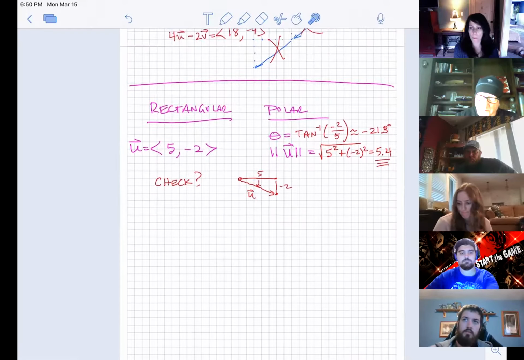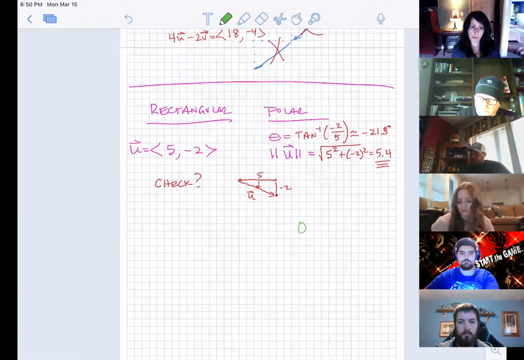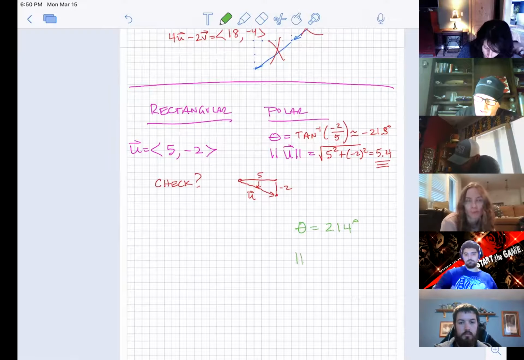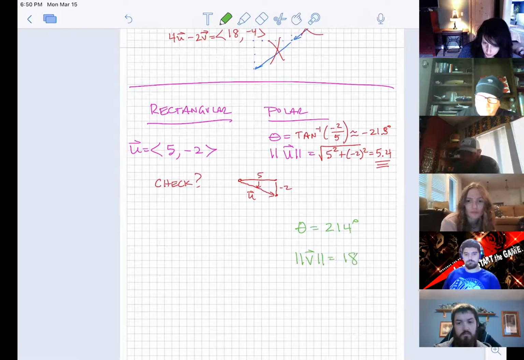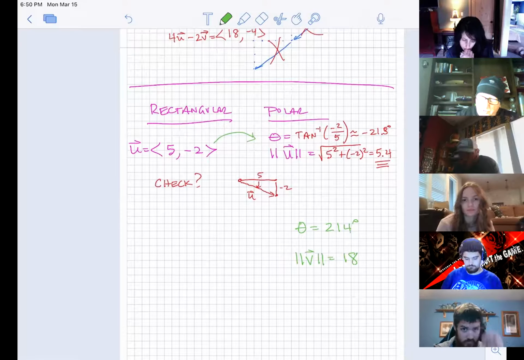Can you go the other way? What if I gave you an angle of 214 degrees and the magnitude of vector V is, I don't know, 18. Could you not go this direction, but could you go from polar form?